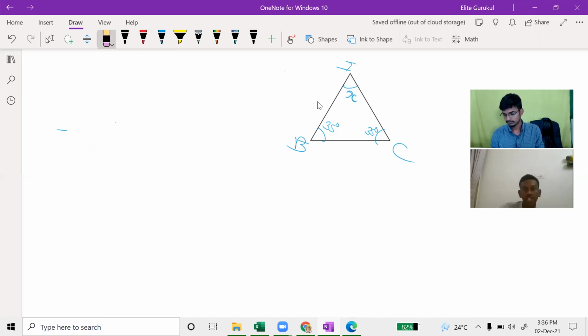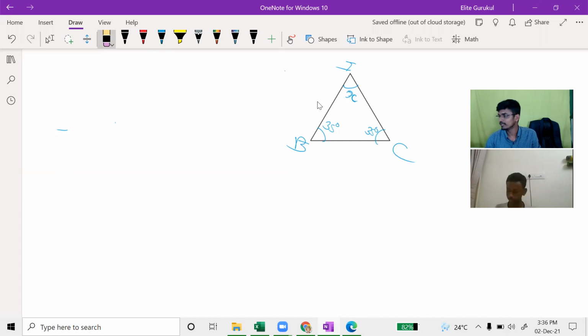So we should add 35 plus 35 and take it to the other side and you will get the value of x. Yes, sir. So x is equal to 70 degrees. Sorry, 110 degrees. How much? 110 degrees. Perfect, beta.